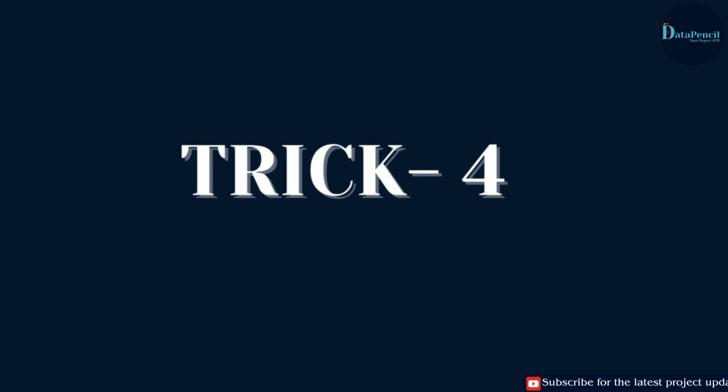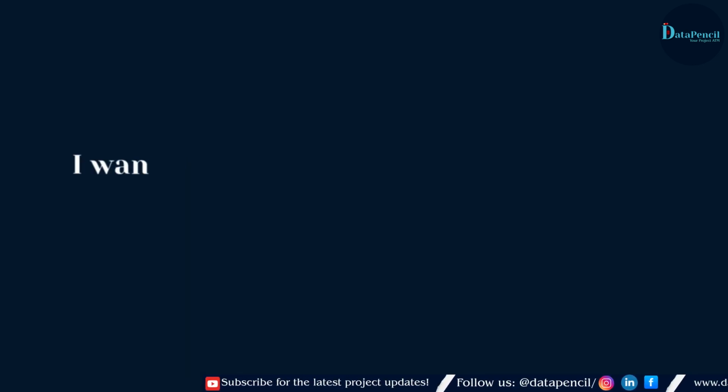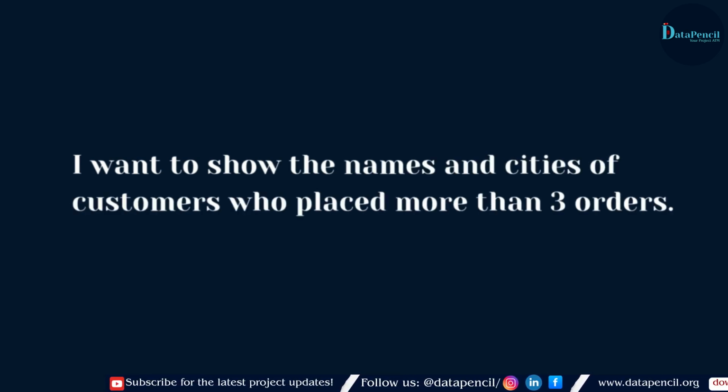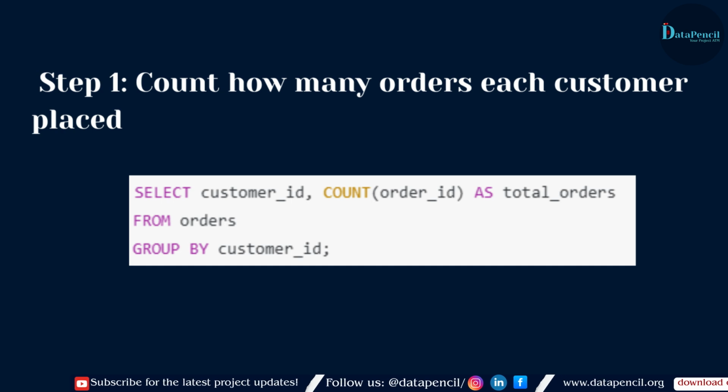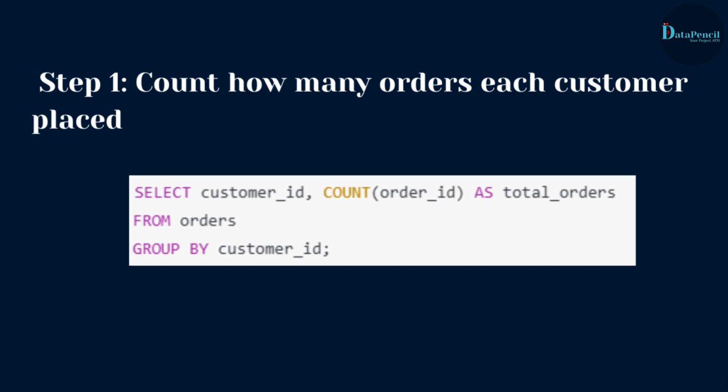Now here comes our next trick, and it is you have to break big queries into baby steps. Think of SQL like building a sandwich, layer by layer, not all at once. For example, your goal is I want to show the names and cities of customers who placed more than 3 orders. Let's build it in 3 baby steps. Step 1 is count how many orders each customer placed. We can do it by writing this query: select customer ID, count of order ID as total orders from the orders table, group by customer ID. This shows each customer ID and how many orders they placed.